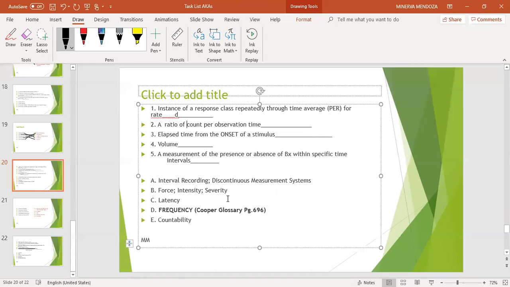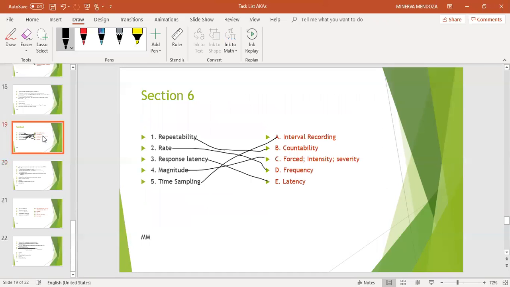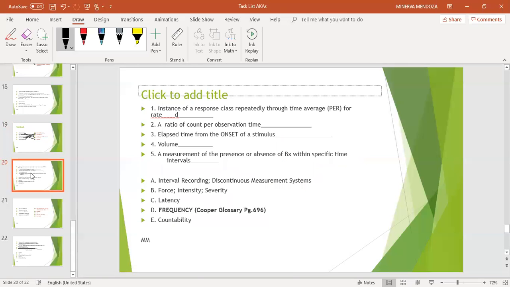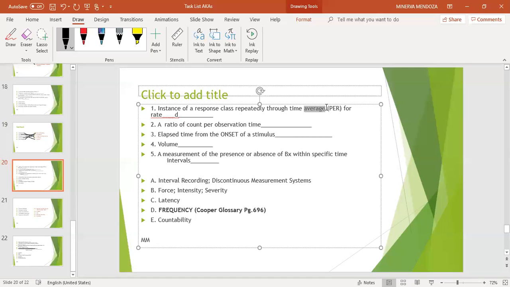Minerva, can you go for a second to the previous slide, please? Okay, so now I'm thinking about slide number 20. For the first one, does it say in Cooper that this is the definition of rate? I mean, for frequency in Cooper? Yes, that's the definition that Cooper has. I just added average and per. Oh, you just added that? Yeah, I added that when you were describing the rate.